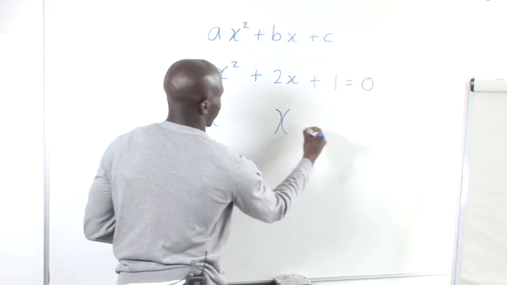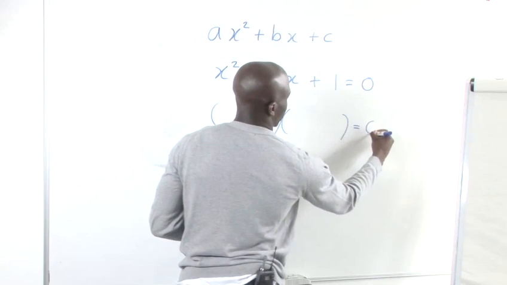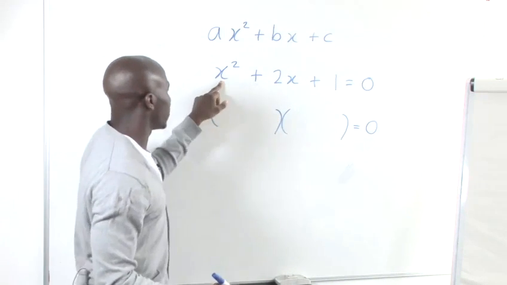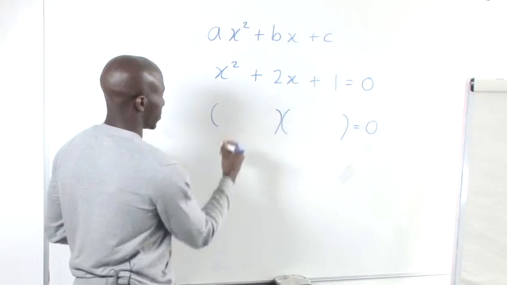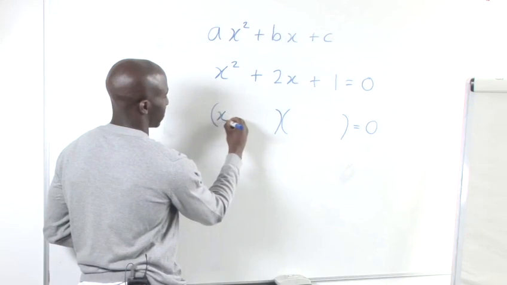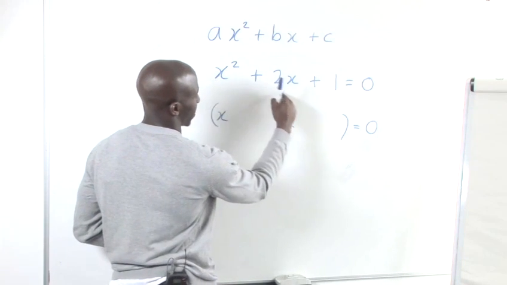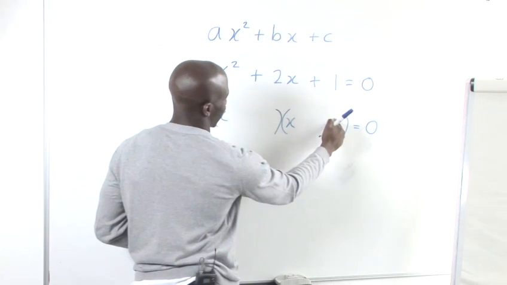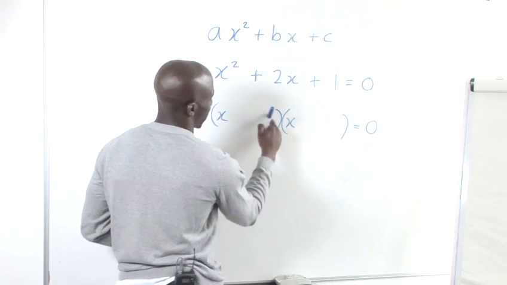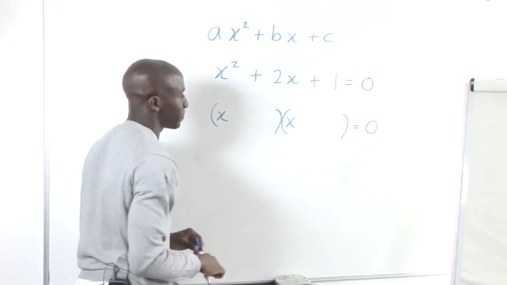So the first thing we're going to do is get our two brackets. And for this, we notice that we've got an x squared, so we've got our two x's here. So this multiplies by this. Now this will also multiply by this, and our term here will multiply by the two terms inside this bracket.